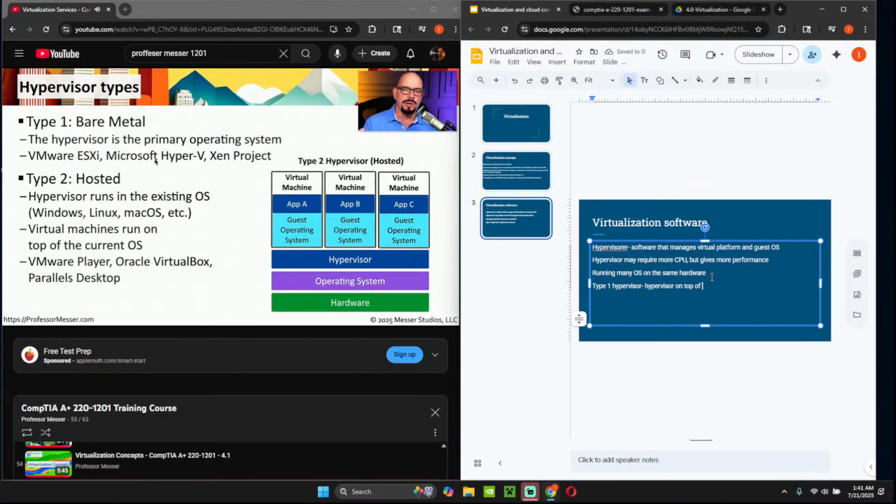If you're running a hypervisor on your own desktop, then you're running a Type 2 hypervisor or a hosted hypervisor. This means you would have the hardware that you're currently using for your computer. You have the normal operating system that you're using. You might be running Windows as the primary operating system on your computer.